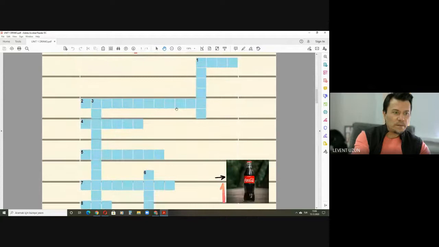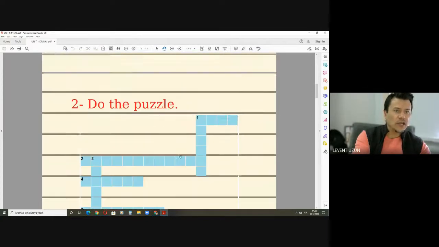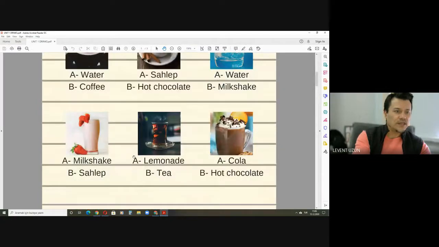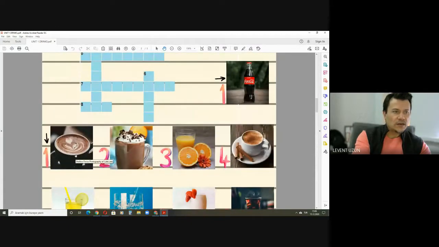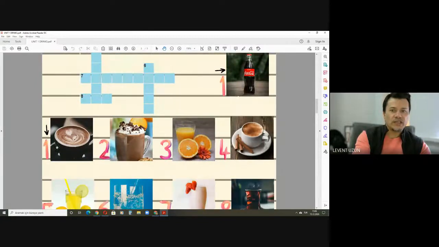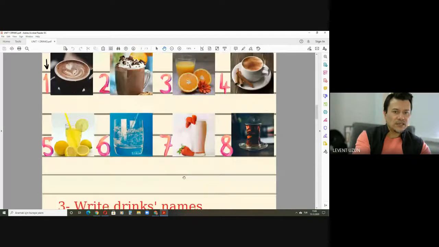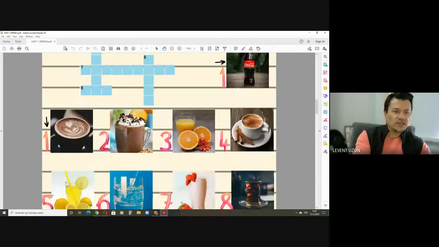Do the puzzle. Okay, so 1. They will have to write cola, and they learned how it is written. Cola. They saw cola 2 times. Okay, so you have 1 here. You have 1 here. Okay, down. So this is from left to right. This is from top to down, and all the others 6 goes down. Okay, there is no way to mix this.